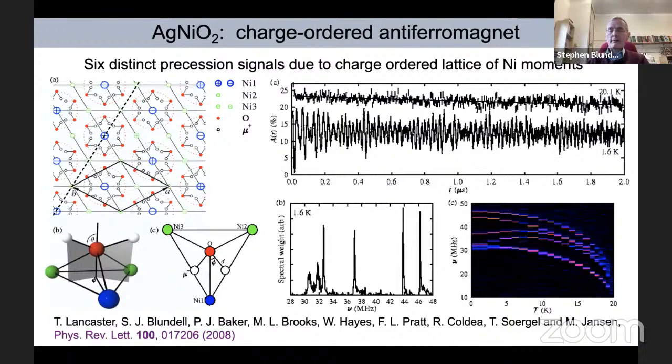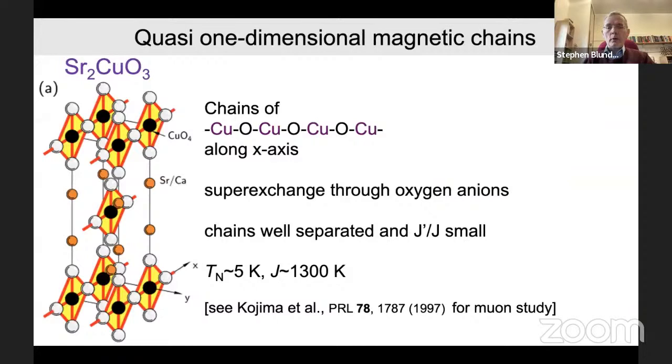One very interesting example we discovered was based on looking at low dimensions. And I just want to come onto low dimensional magnets because I think they're very interesting. So if you take something like strontium copper oxide, this contains chains of copper oxygens, and you get strong superexchange through the oxygen anions, which mean that these chains are very well coupled. But the coupling between the chains is very weak. So you have a J along the chains, which is about 1300 Kelvin, but the Néel temperature is only 5 Kelvin.